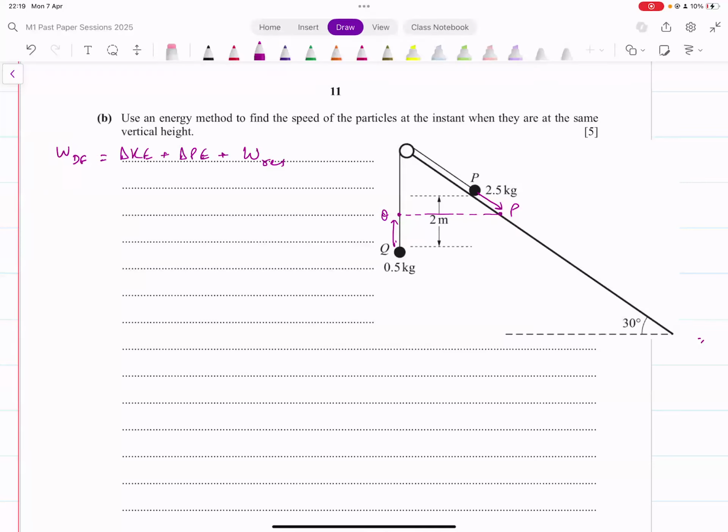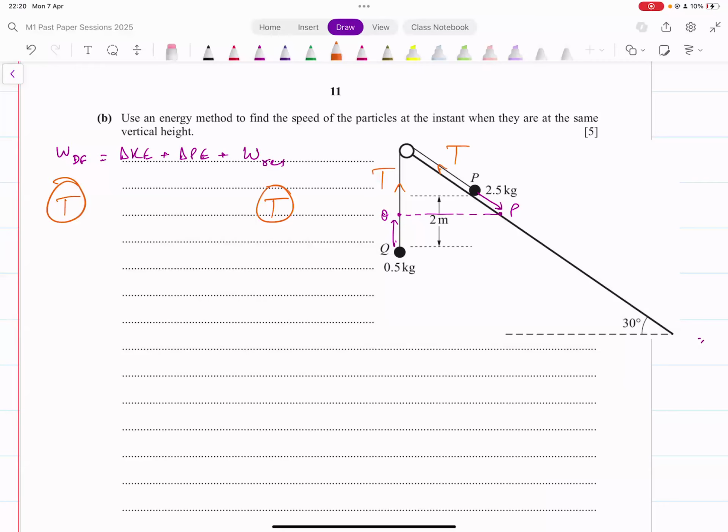Okay, now how do we think about this? Work done by the driving force. Now, if we consider the whole system, on the whole system, there is no driving force as such, right? There's no external force that's making these particles move if we consider the whole system together. If you were to consider P and Q separately, you could do that for Q. You could say tension is the driving force, but then for P, tension would be resistance. So they would basically balance out, right?